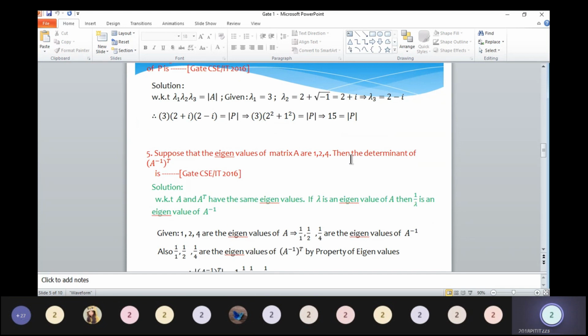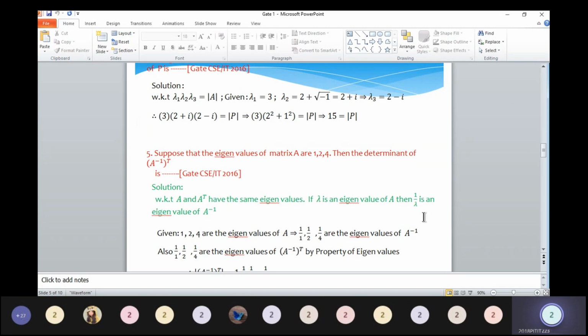Next problem. Suppose that the eigenvalues of the matrix A are 1, 2, 4. The determinant of A inverse whole transpose. A and A transpose have the same eigenvalues, that you know, because of the same determinant value. That property we know, A and A transpose have the same eigenvalues.